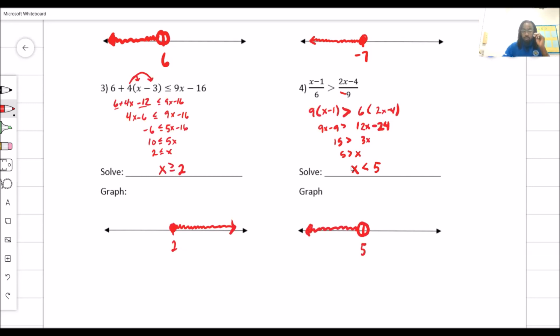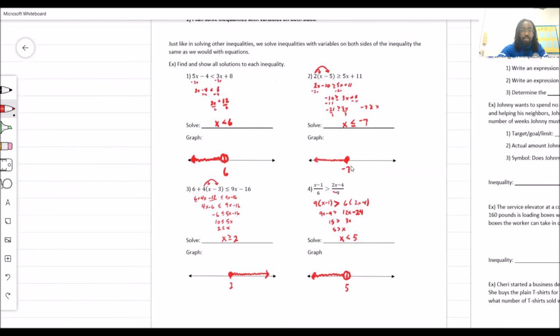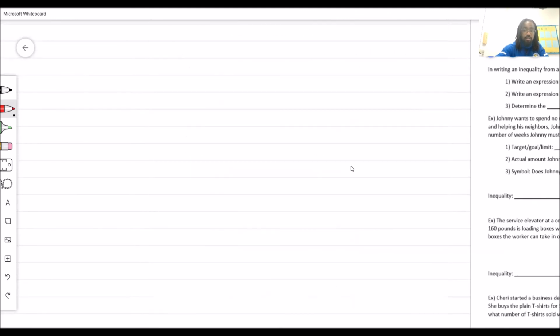Okay, so our rules don't change. They're all the same. You'll notice that in this case, I did not have to multiply or divide by a negative number. And that was all because of how I approach variables on both sides. Because we wanted to move it so that our x stayed positive, we did not have to worry about dividing by a negative number to get x by itself. So there we have it. Variables on both sides. If you can do that with equations, you can do it with inequalities.